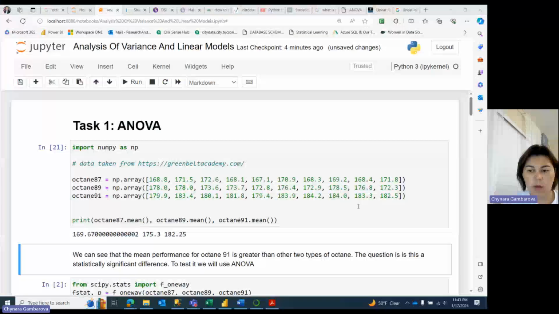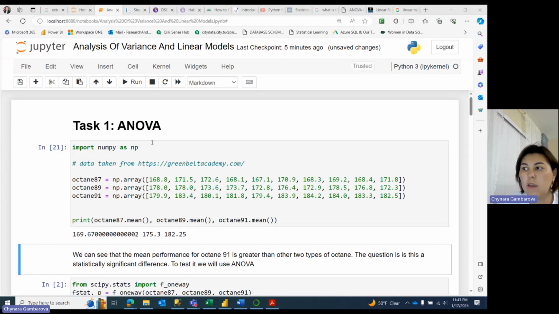Barova, and I will be presenting my assignment for topic 7. It's ANOVA testing and linear regression. I'll share my screen and we'll go ahead to my Jupyter notebook.